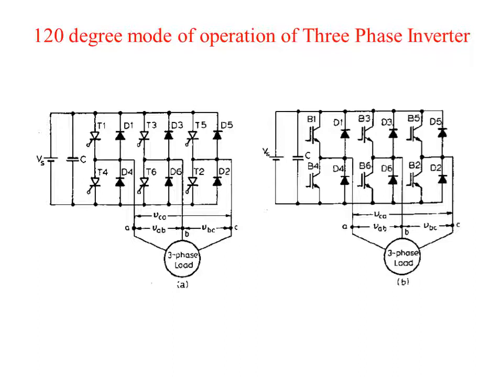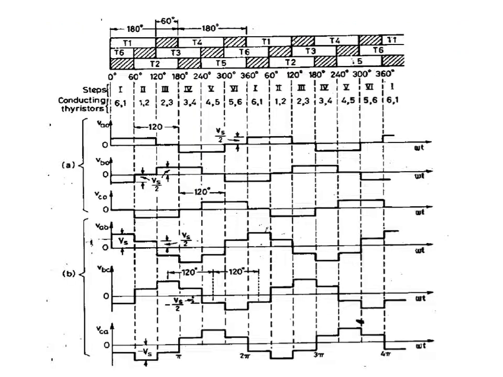Like the 180-degree mode, the 120-degree mode inverter also requires 6 steps, each of 60-degree duration, for completing one cycle of output voltage. For this inverter, the table is given in a waveform figure. The sequence of firing the six thyristors is prepared as shown in the waveform at the top.